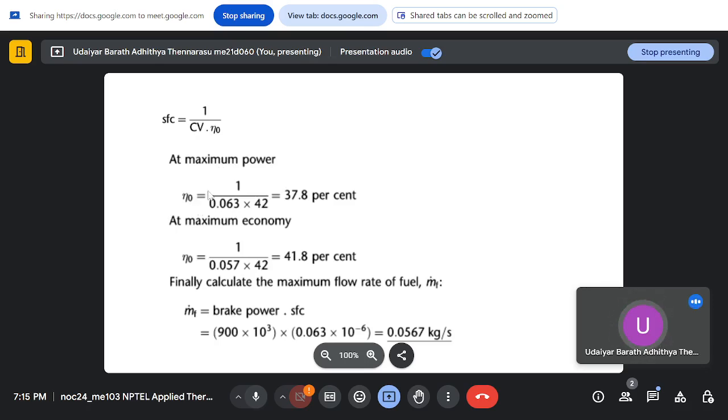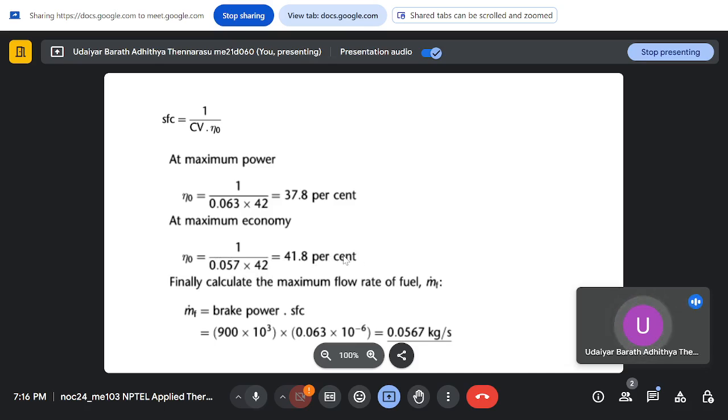So overall efficiency is 1 by calorific value into specific fuel consumption. For the maximum power case, overall efficiency is 1 by the brake specific fuel consumption corresponding to the maximum power output, 0.063, and the calorific value is 42 megajoule per kg. This comes out to be 37.8%. And the maximum economy condition is where the brake specific fuel consumption is 0.057 and the calorific value is the same. This comes out to be 41.8%.